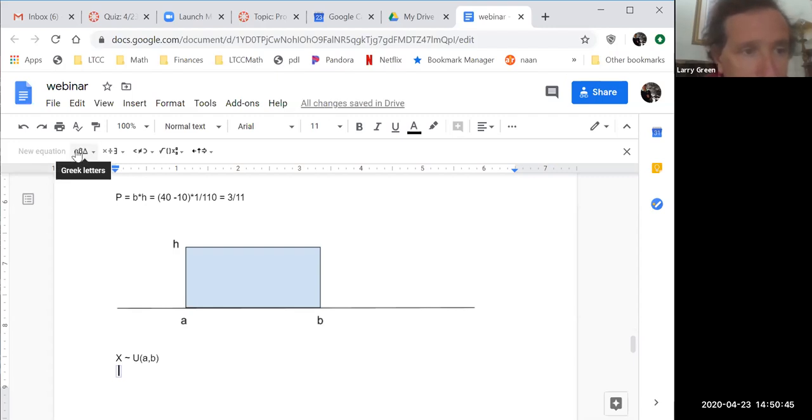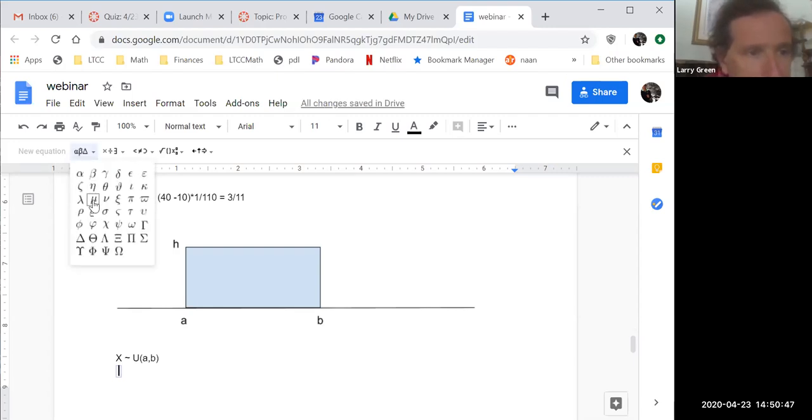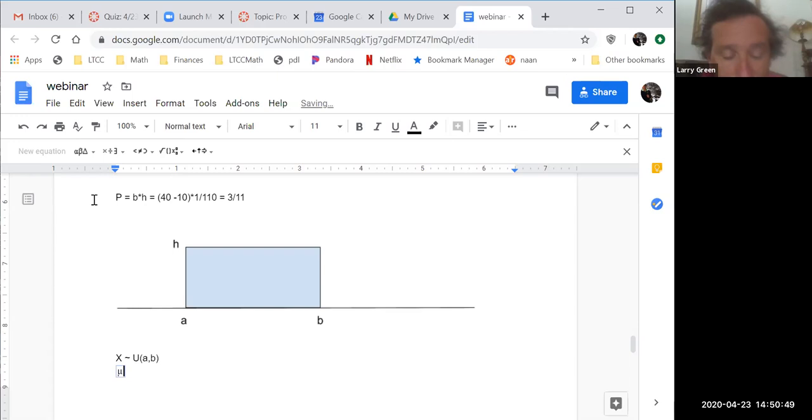And what I can say, remember mu is the letter we use for mean, is equal to, and we're going to have a fraction. On the top is A plus B, and the bottom is 2. And that is way too small.